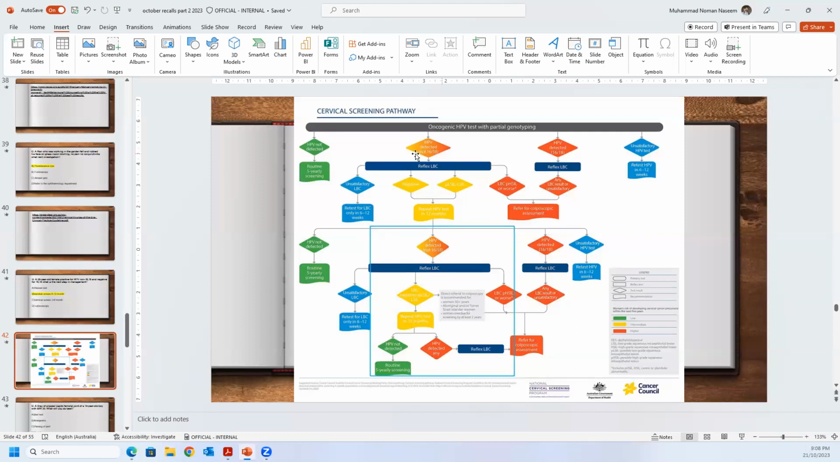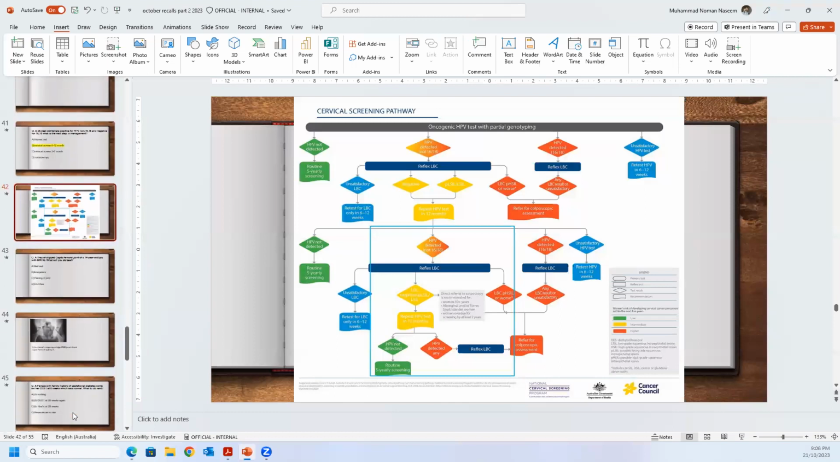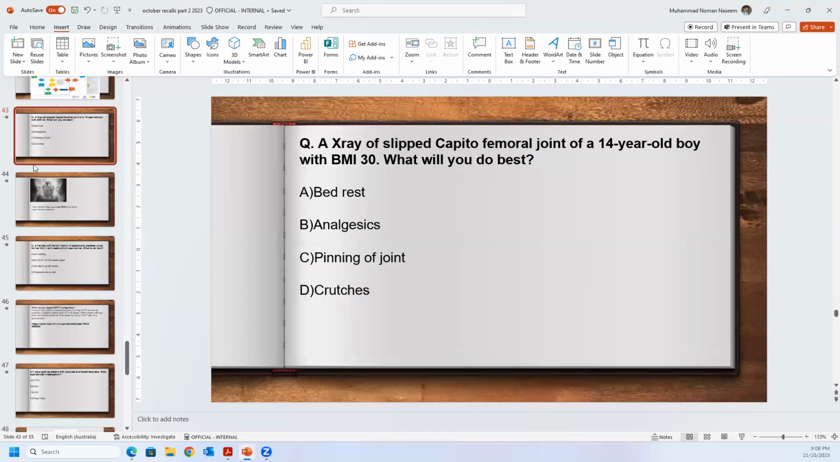If it's a high SIL, doesn't matter what sort of HPV it is, then you refer the patient for colposcopic assessment. All right. Any question, guys? Cervical screening test is very, very important for your exam. I cannot emphasize this enough.